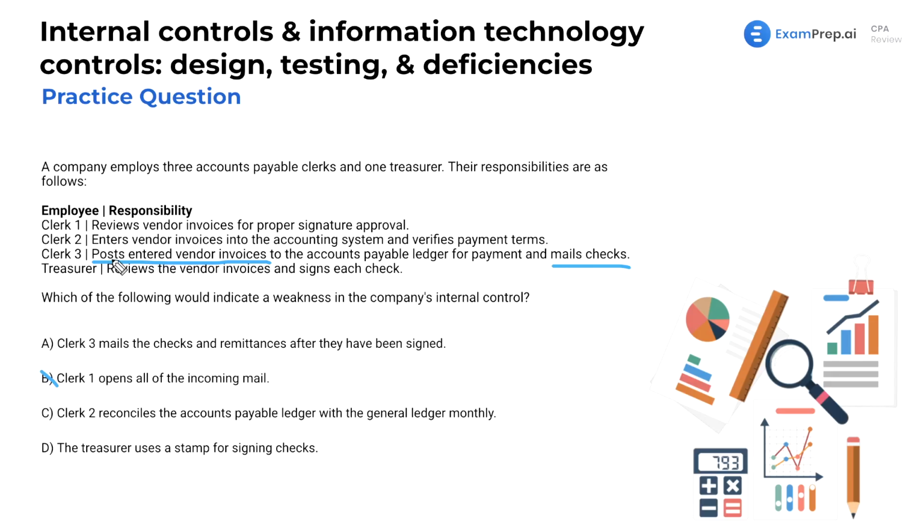So what are we going to see here? Enters vendor invoices into the accounting system and verifies payment terms. So since clerk 2 is already doing record keeping, and this additional item here is record keeping, that's not an issue, which would not indicate a weakness. Now, lastly here, the treasurer uses a stamp for signing checks. Now, here's an interesting one.